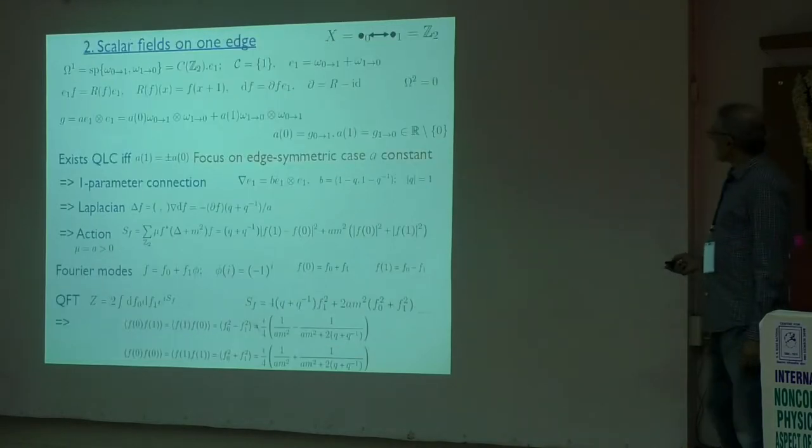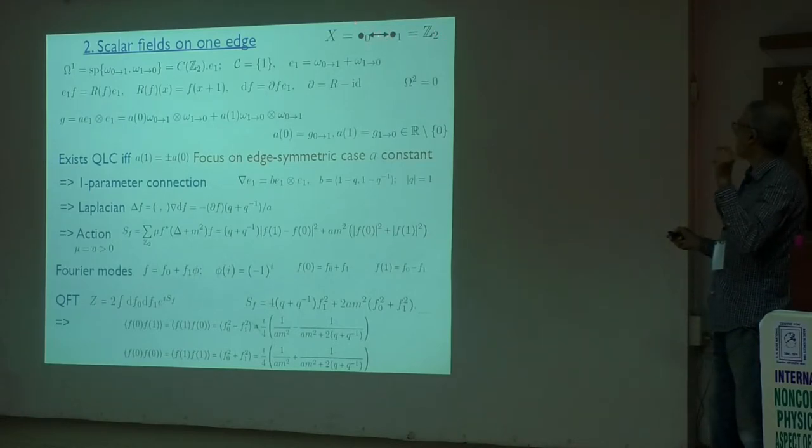Let's start with something a little bit simpler. We're just going to take X to be functions on Z2, a set of 2 points. So the graph is just a graph with two vertices and one edge. The most simple thing, just a warm up. So we can think of that as the group Z2.